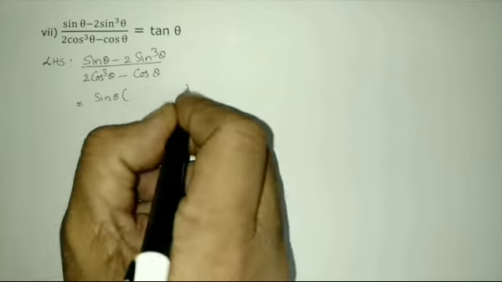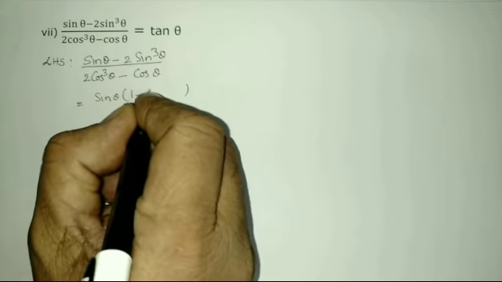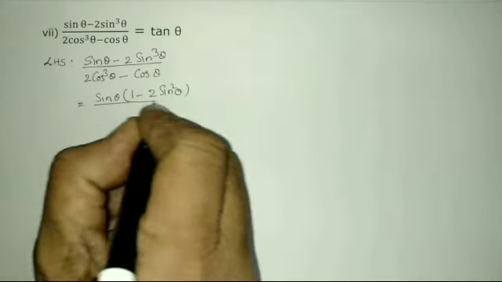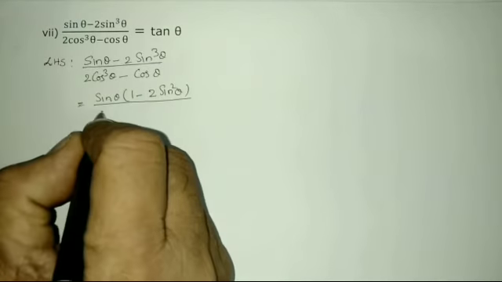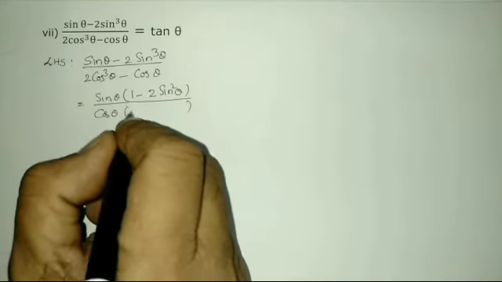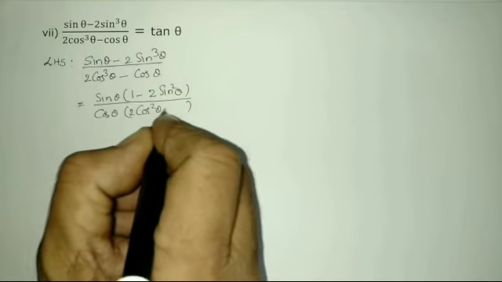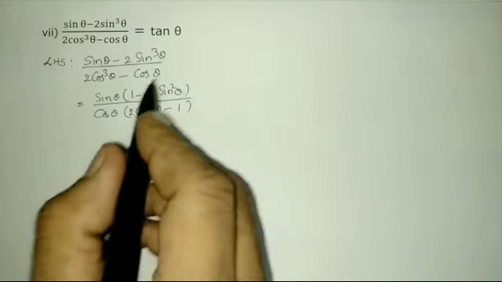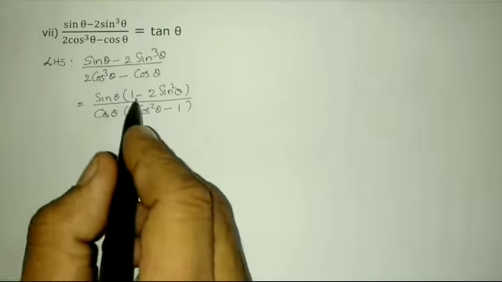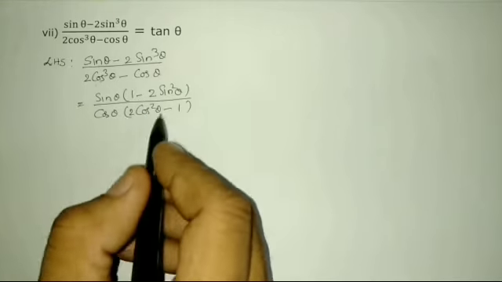Sin theta into 1 minus 2 sin square theta, by cos theta into 2 cos square theta minus 1. From these two, cos theta can be taken. So we have to get tan theta, so now we have sin theta by cos theta. Now we try to simplify these two.